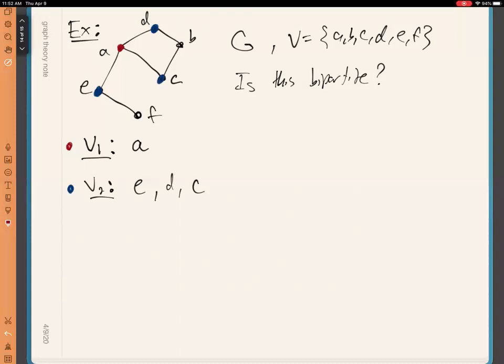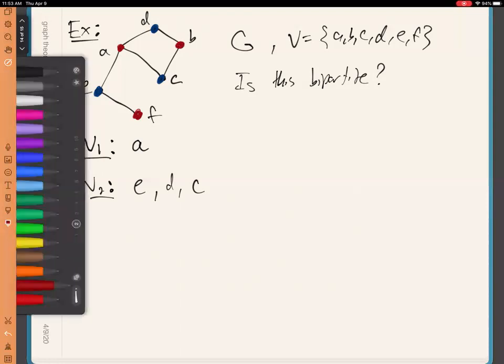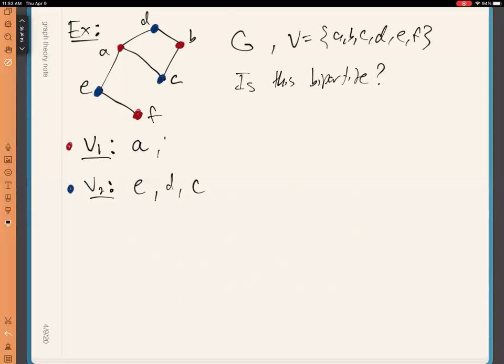So what's left uncolored? Well, I have B. Notice that B is not connected to A, so I can put B into V1 while maintaining the property I want for it to be bipartite. And similarly, you can see that F is not connected to any of the other red vertices, right? F is not connected to A and F is not connected to B. And so then I can put B and F into V1, right? Well, this is a partition, right? I've covered everything, and these are disjoint, right? And so this graph is bipartite, right? So G is bipartite.